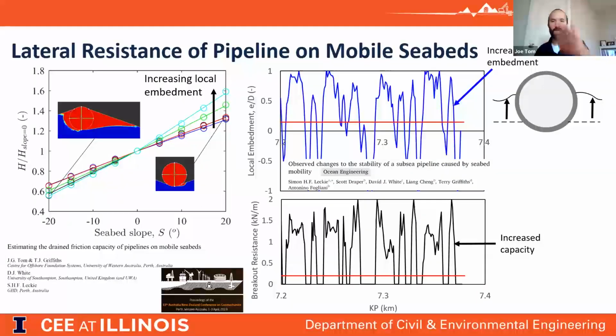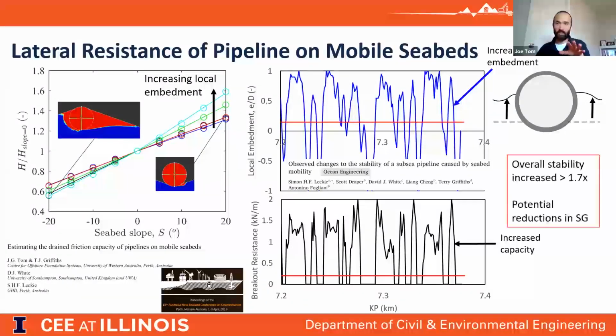And so Simon's paper, which is in Ocean Engineering, basically what he found was when you look at it over the length for this particular pipeline, the changes in embedment led to an increased stability of about 1.7, so a 70% increase in stability, almost doubling of the overall stability of the pipeline. So what that means in practice is potentially if we could account for these changes, if we could predict them and reliably bank them, that could lead us to reducing the SG of the pipeline. So we could make the pipeline lighter. That would be less concrete weight coat on the outside of the pipeline, and the concrete weight coat is put there to increase the stability. So we maybe don't need that concrete weight coat as much anymore.